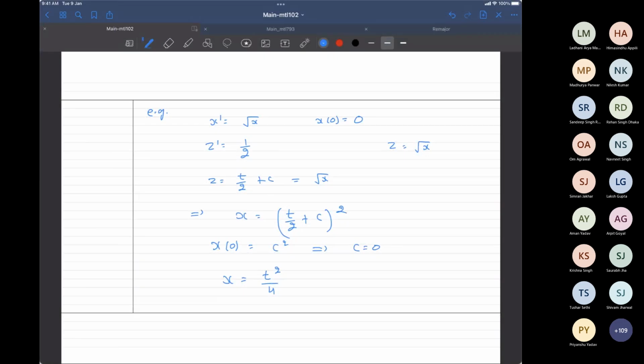But there is another solution which might skip your eyes, but is trivial solution, that if I take x to be 0 function, then it's also a solution. And clearly t square by 4 and 0 are different solutions. Not only that, there is no need to stop here.